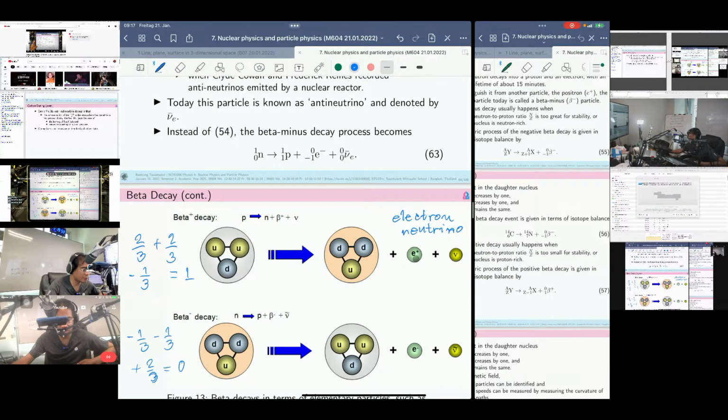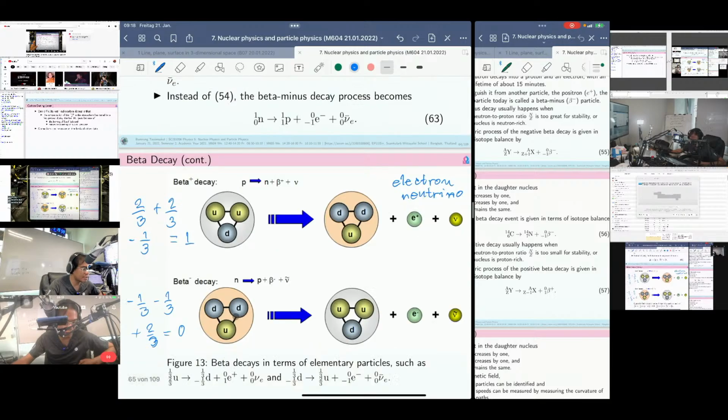Beta minus decay starts from a neutron. When the nucleus has too many protons, a proton turns to be a neutron. But for this type of nucleus, there are too many neutrons. It's neutron rich. A neutron turns to be a proton, and one down quark turns to be an up quark, and we get a proton.